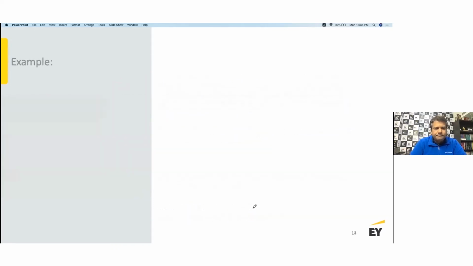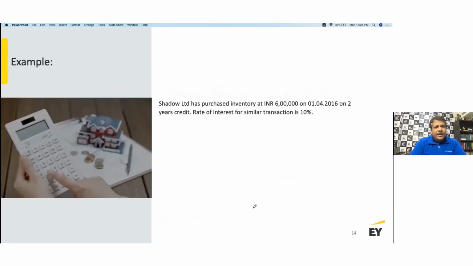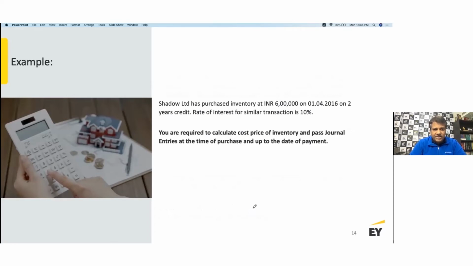Okay, let's take another example. Shadow Limited has purchased inventory at INR 6 lakh on 1st of April 2016 on 2 years credit. Rate of interest for similar transaction is 10%. Now you are required to calculate cost price of inventory and pass the general entries at the time of purchase and up to the date of payment.